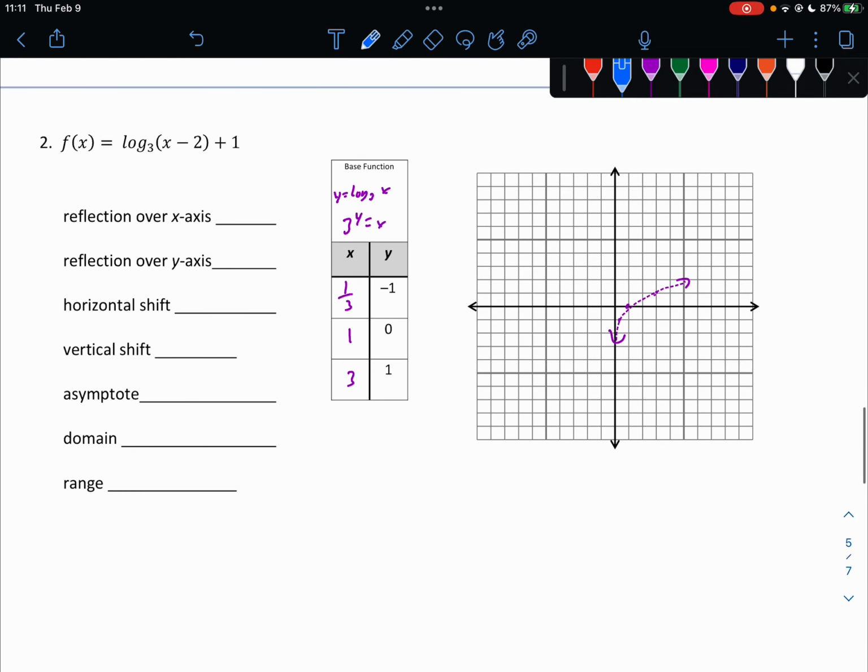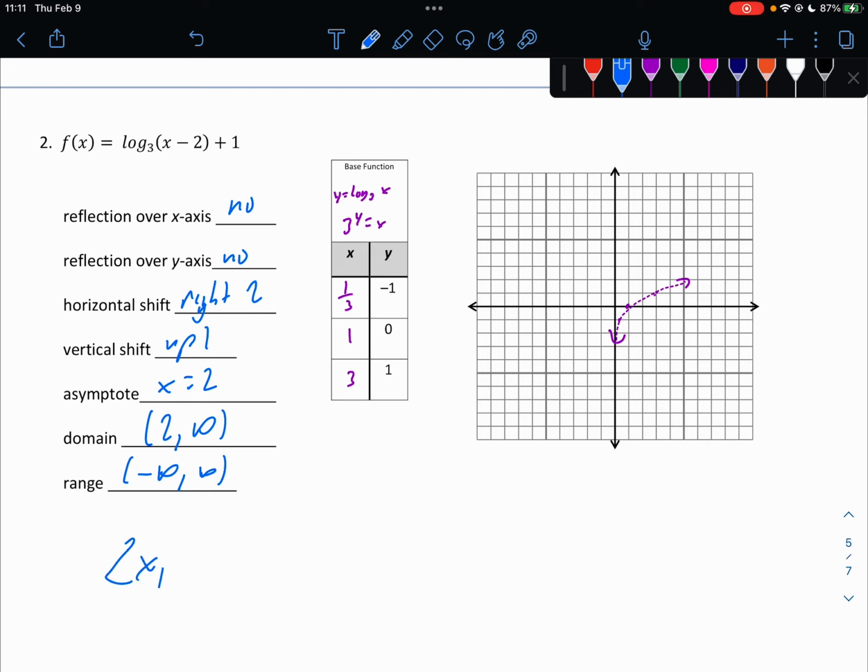All right, so there's no reflection. We're going to shift right 2, and we're going to shift up 1. So the asymptote then is going to shift right 2. The domain is going to shift right 2. And the range, of course, is going to stay the same.